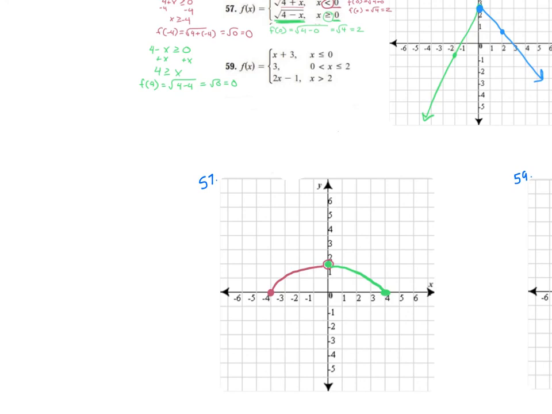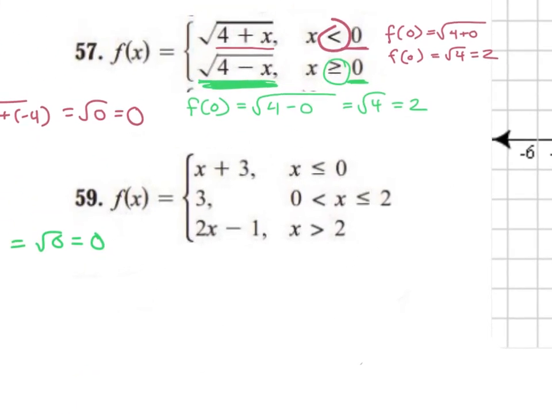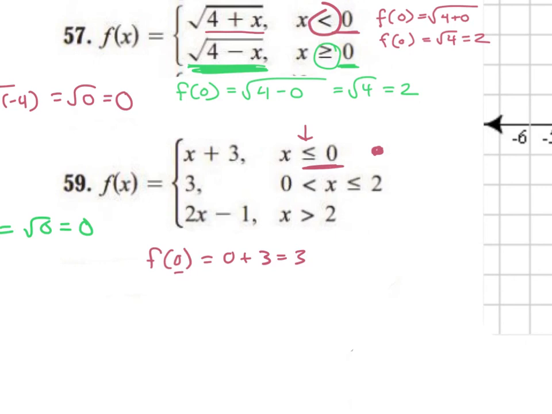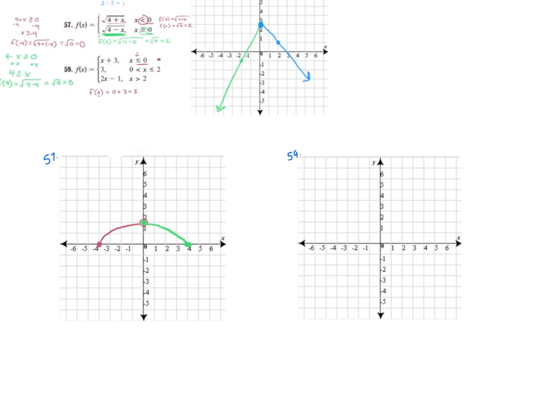Next we have 59. Here we have 3 parts of our piecewise function. Looking at the first part, we're always going to plug in the ending of our restriction. So x has to be less than or equal to 0. We're going to plug in 0. 0 plus 3 is 3. So when x is equal to 0, y is equal to 3. We're going to start with that on our graph. And we see that we have a less than or equal to, so we know it's going to be a closed circle. So when x is 0, y is 3. We put a closed circle there.